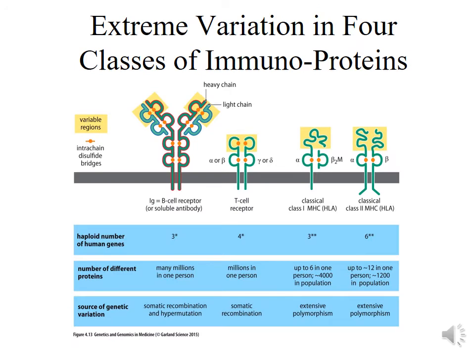This slide depicts the extreme variation that is observed in 4 classes of immunoproteins. The genes that are involved in identifying microbial pathogens are subject to constant positive selection to maximize diversity in the proteins involved in antigen recognition. This involves 4 types of proteins that belong to 2 broad classes, as shown in this slide.